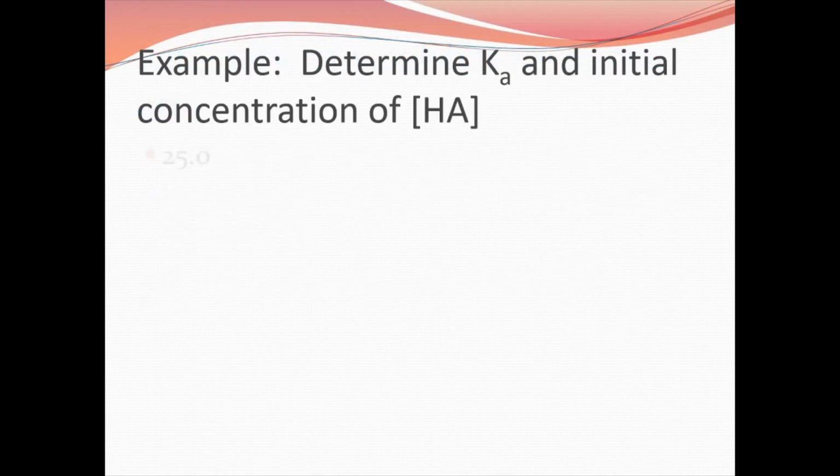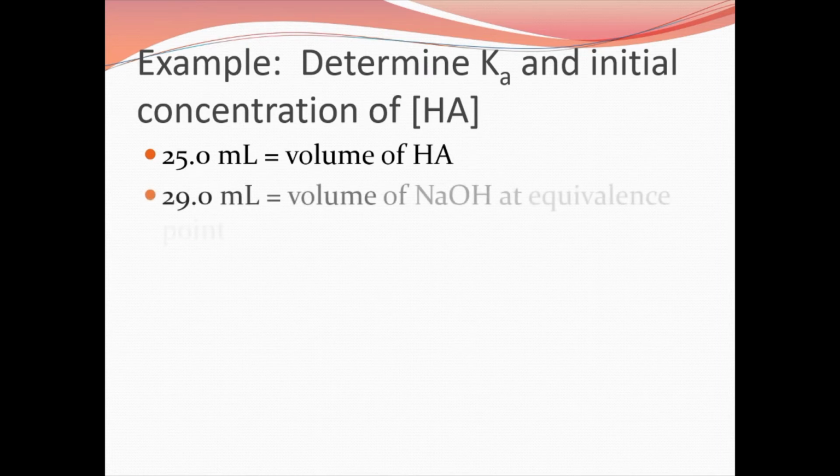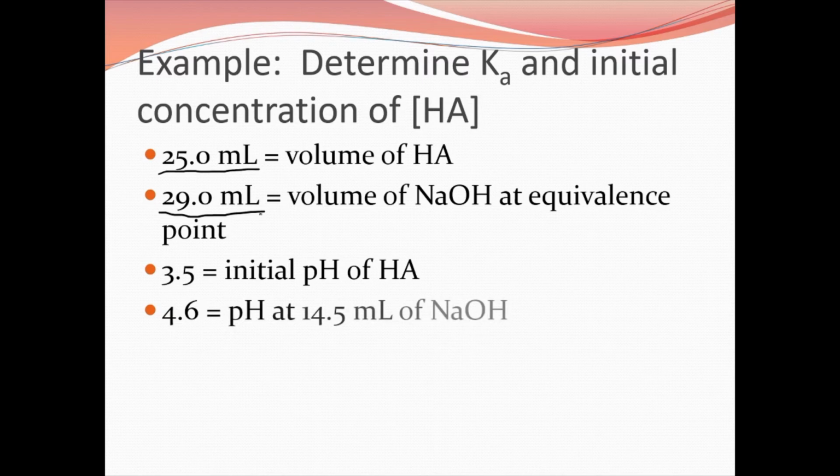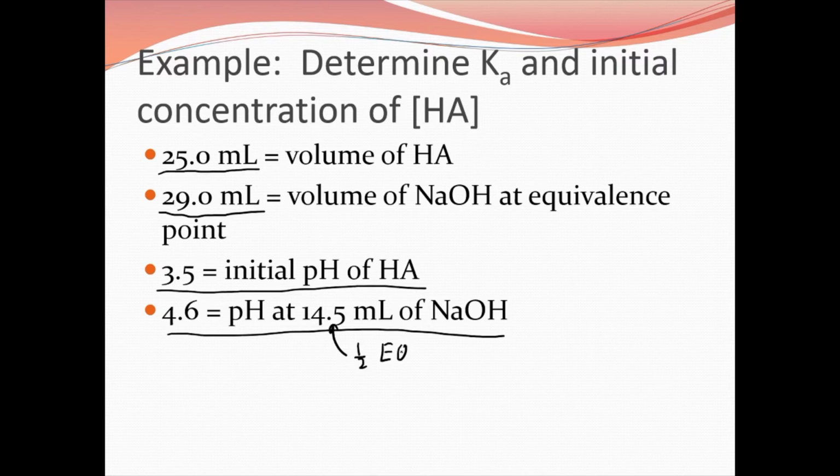So let's go through an example of doing all of this. We're going to determine the Ka and initial concentration of a weak acid. So this is a weak acid strong base titration. We need some information, so we need the original volume of the weak acid, we need the volume of the strong base we're using, and we need two pH values. We have our initial pH of HA, and we have the pH at the half equivalence point, half EQ point. So this is all the information we need.